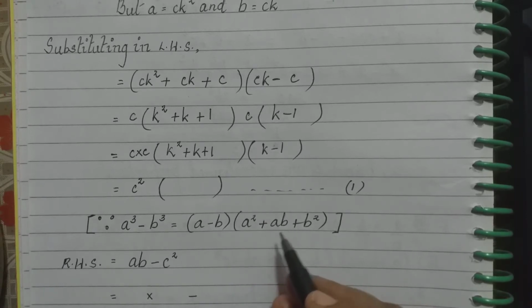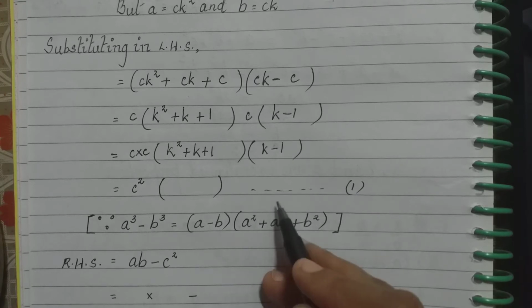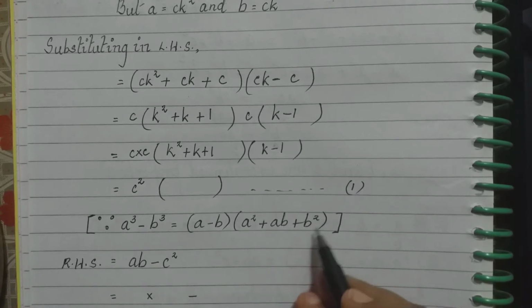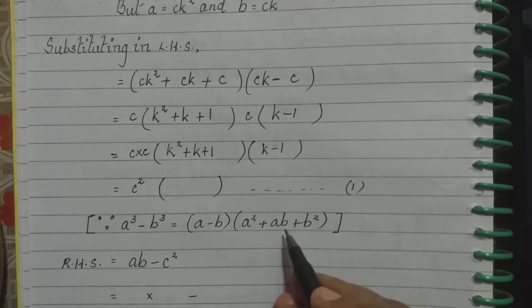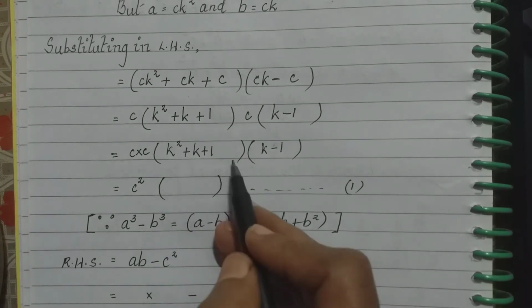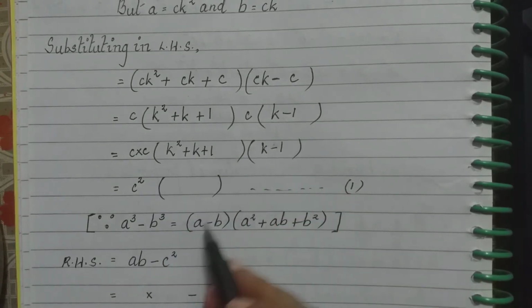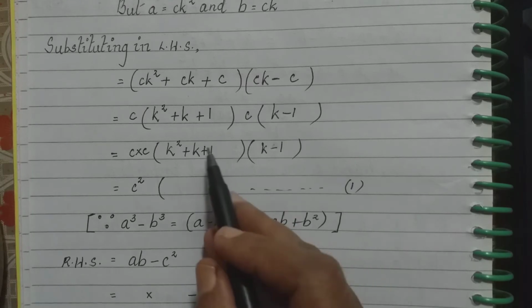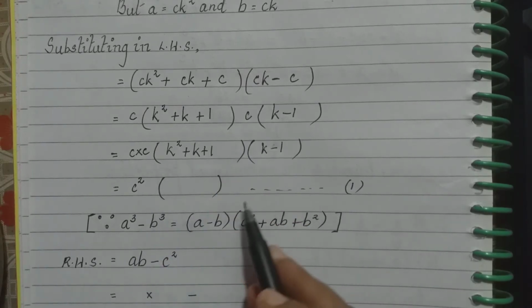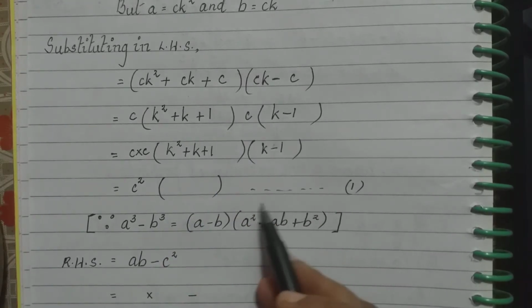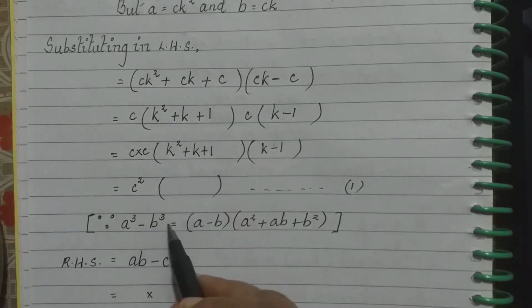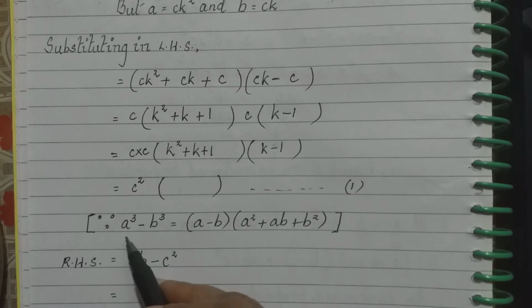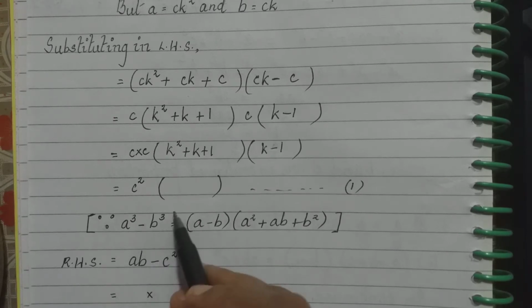AB, so k into 1, that is k. So k square plus k. Now this is b square. B is 1, so 1 square, which is 1. So k square plus k plus 1, which is nothing but this term. So this k minus 1 is a minus b, and this k square plus k plus 1 is a square plus ab plus b square. Therefore, this bracket can be written as a cube minus b cube, where a is k and b is 1.